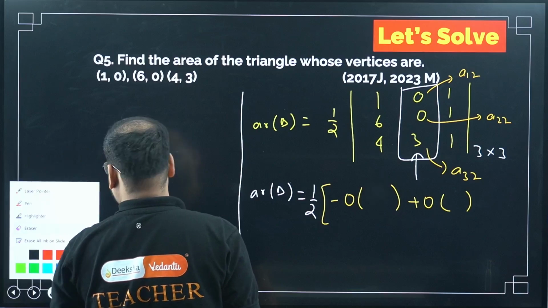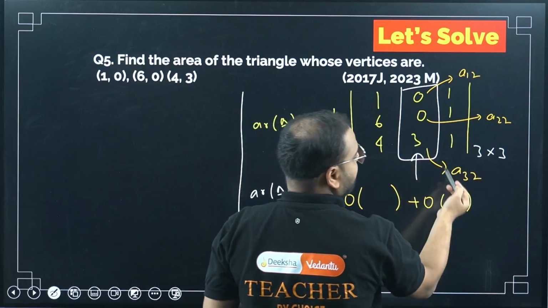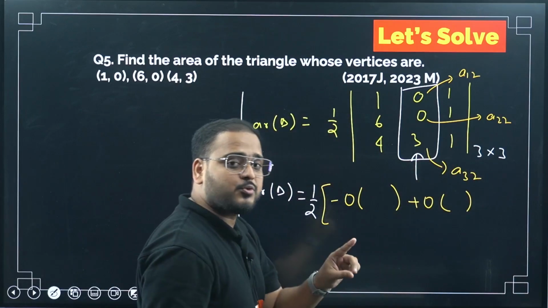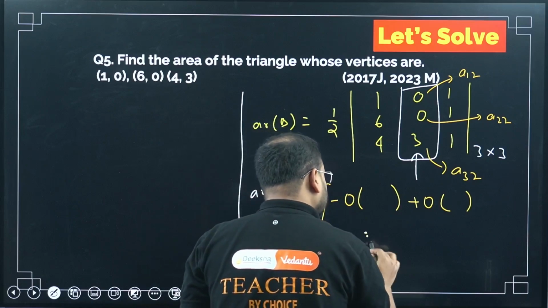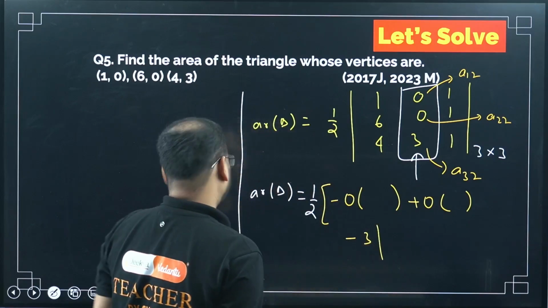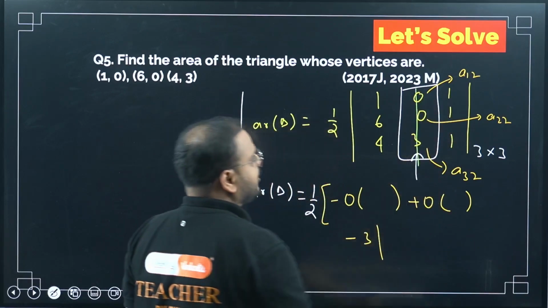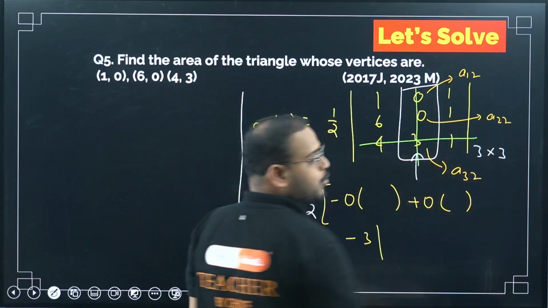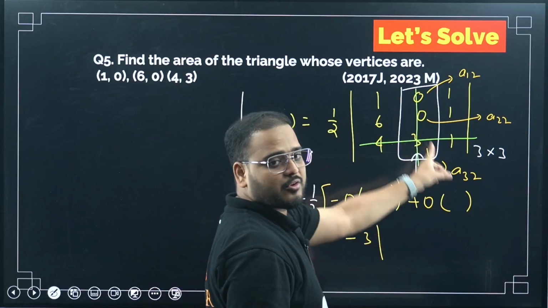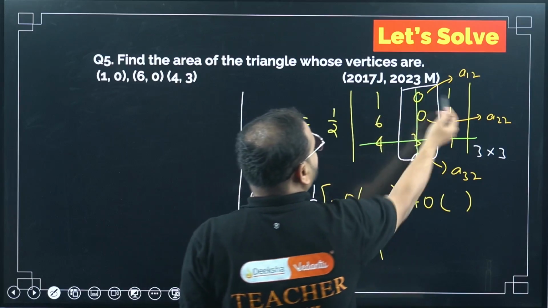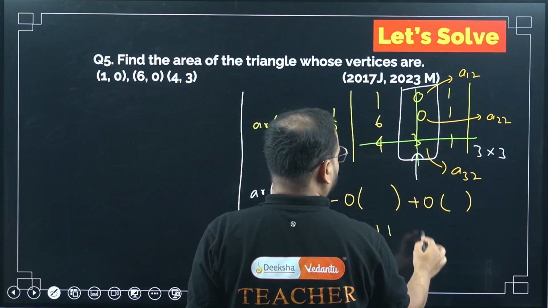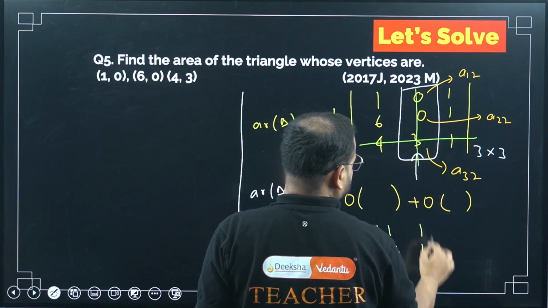Minus. So 3 is what? A32, right? A32 means 3 plus 2 is odd, so minus 3. What is the matrix for 3? Please check. I have to cancel this column and this row for 3, right? This column I have to cancel. What is left? 1, 1, 6, 1. Okay?